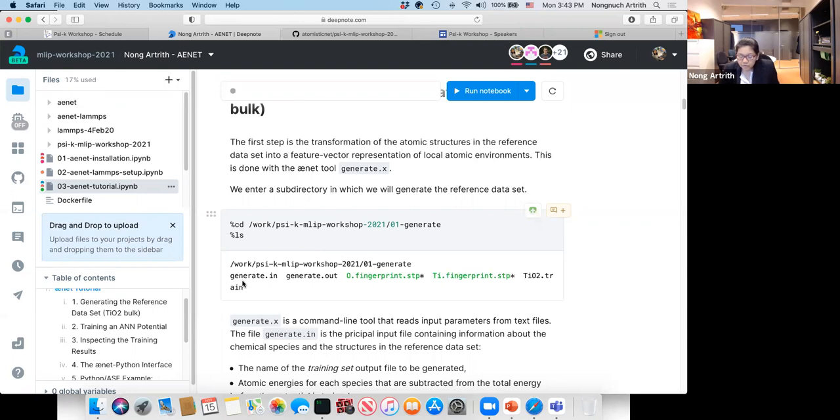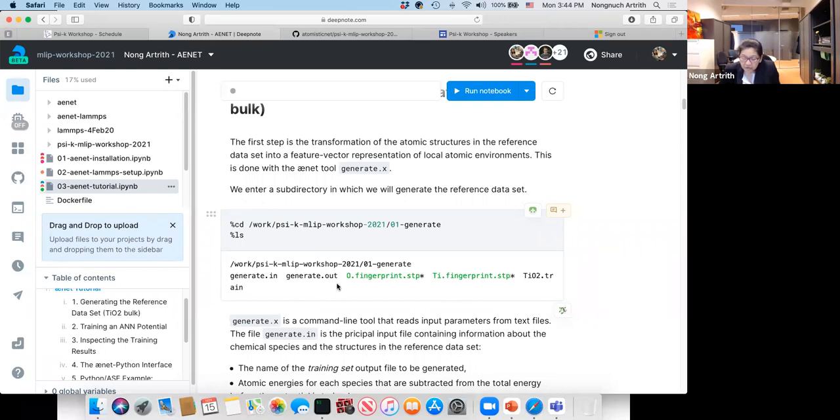And the files that we will have are generate.in and also the fingerprint files. In this case, because I want to show an example of titanium dioxide, we have the oxygen fingerprint file, which is the setup of the fingerprint, and the titanium fingerprint file as a setup of the fingerprint. So after you run, you will get the output.